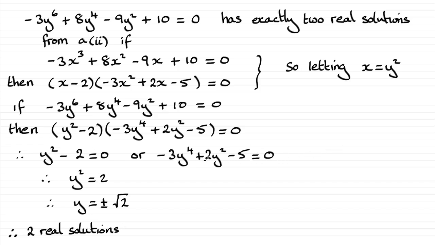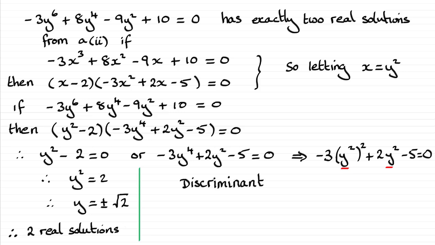If we look at it closely, we can see that it's a quadratic equation in y squared. We've got the y squared here, and if we square it, we get the y to the power 4 there. So being a quadratic in y squared, if it's to have no solution, I would expect the discriminant, that is b squared minus 4ac, to be a negative number. If you're unsure about discriminants, do check out my tutorials on that.